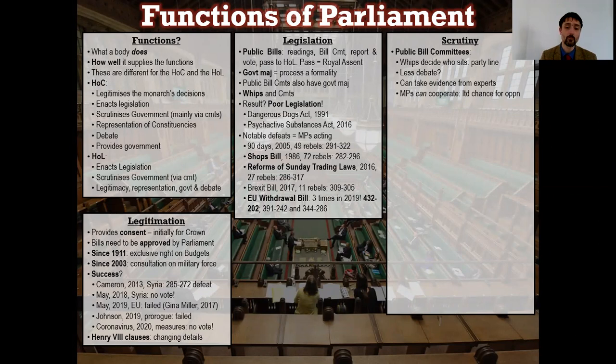The EU, I do apologise. The Brexit Bill meant that Parliament got control of having a final say on whether or not the EU Withdrawal Bill would be accepted. And it was won against government advice. My apologies. There were 11 rebels from Theresa May's government that meant that it passed by 309 to 305.